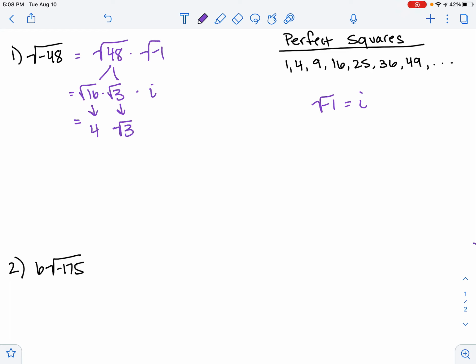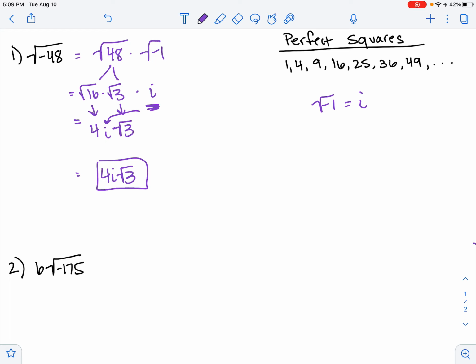And I also have this i. I'm going to move this i in front of the radical, so that my answer is 4i square root of 3. This is one term. Remember that terms are separated by addition and subtraction symbols. I don't have any of those here. So this is just one term, 4i square root of 3.